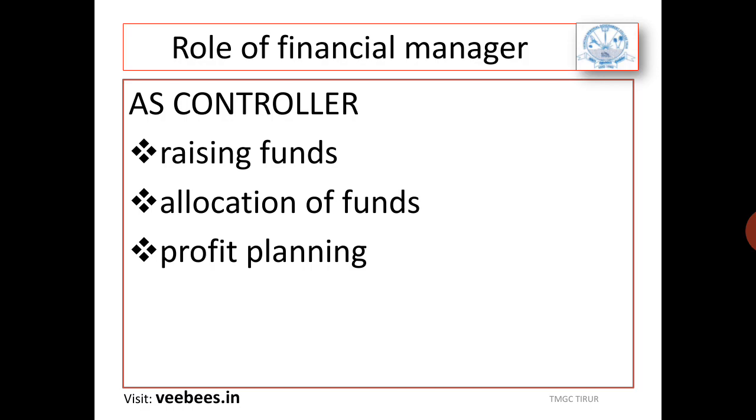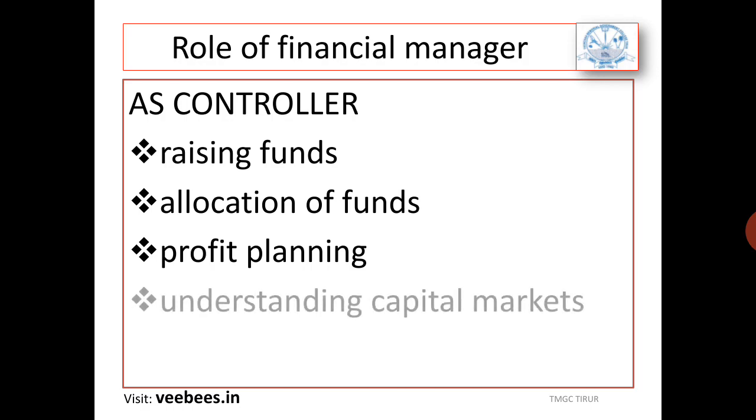Then profit planning. That means profit allocation decision or dividend decision. If there is profit, what is to be done? Whether it is to be given as a dividend or it is to be retained as surplus or whether it is to be retained as reserve, all these are decided by the financial manager.